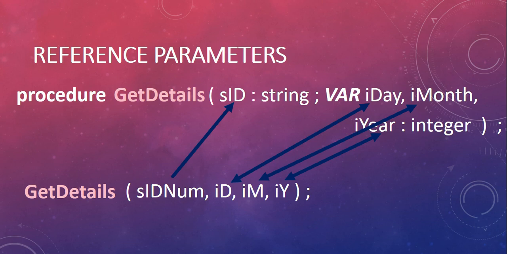So that's what we want. We want there to be almost like a link between the variable declared in the procedure and the variable declared when we call the procedure, in such a way that if we change those variables inside the procedure, they are reflected in the original program. Let's see if that works.